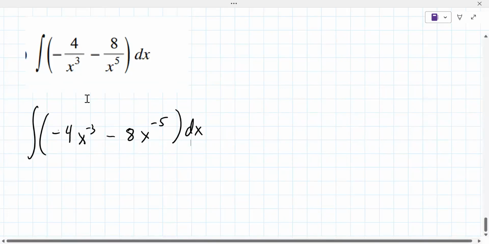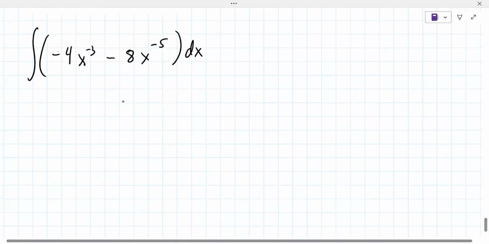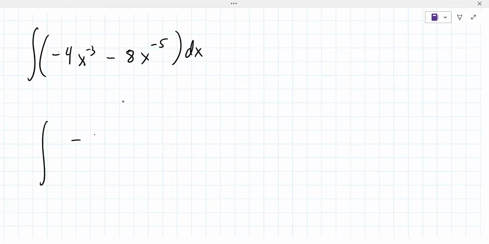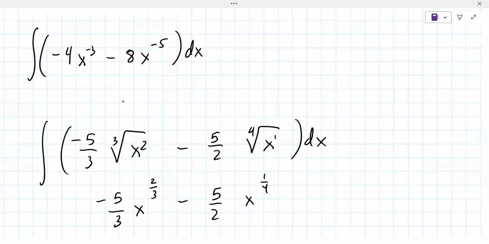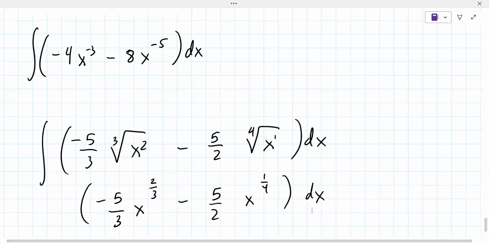You don't have to do it on this one, but here's another problem you might see. Integral of -5/3 cube root of x squared minus 5/2 fourth root of x dx. You would again want to write this as -5/3 x to the 2/3 power minus 5/2 x to the 1/4 power. You'd want to rewrite it before you take the antiderivative or integral.